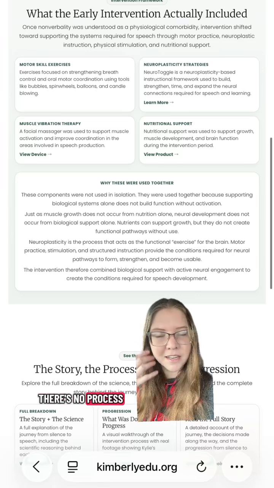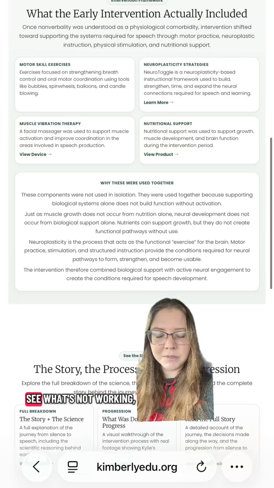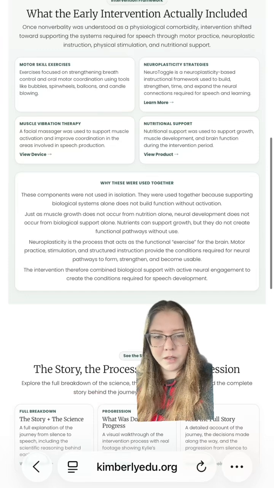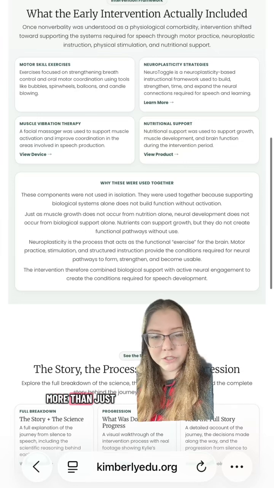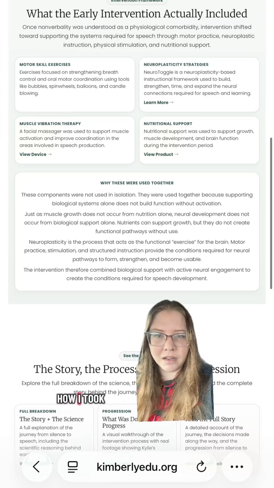There's no process yet to test different mechanisms and see what's not working to know who it would even help and who it won't. And I hope that someday we get to the point where we are doing more than just flying blind as parents. But if you're curious, this is how I took her from silence to speech.